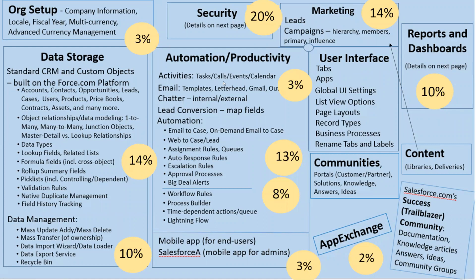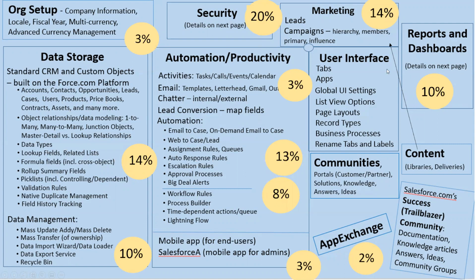followed by data storage, data modeling, fields, objects, all of this sort of thing, field history tracking, duplicate management, validation rules. This would be the second biggest topic, followed closely by automation. Of course, if you combine these two sections, it may even supersede security. So 21% on automation, 20% on security, 14% on data management.